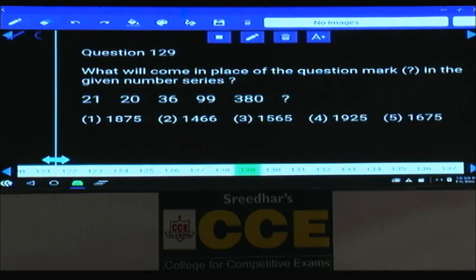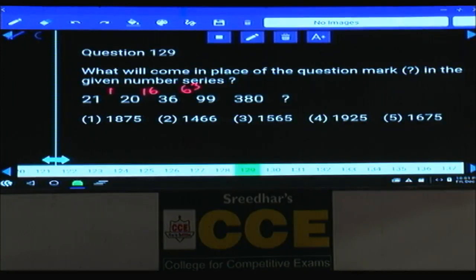Then coming to 129. 21 and 20 minus 1. 20 and 36 is 16. And 16 and 96, what is the difference we have? The difference will be 63. 63 is the difference. Then, now tell me how to write down this one.